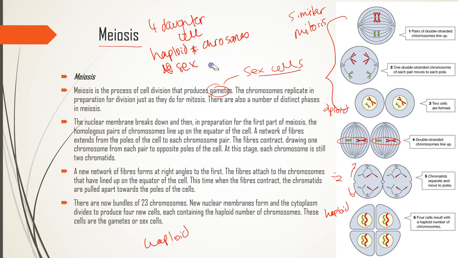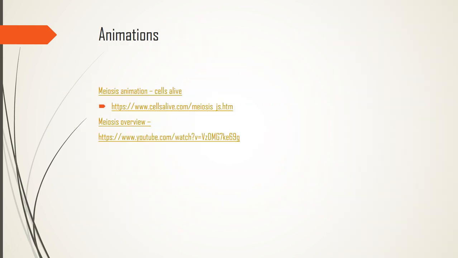So they're sex cells only. Okay, so these are for reproduction of the organism, not for growth and repair. So meiosis is when we're generating sex cells, mitosis for growth and repair.